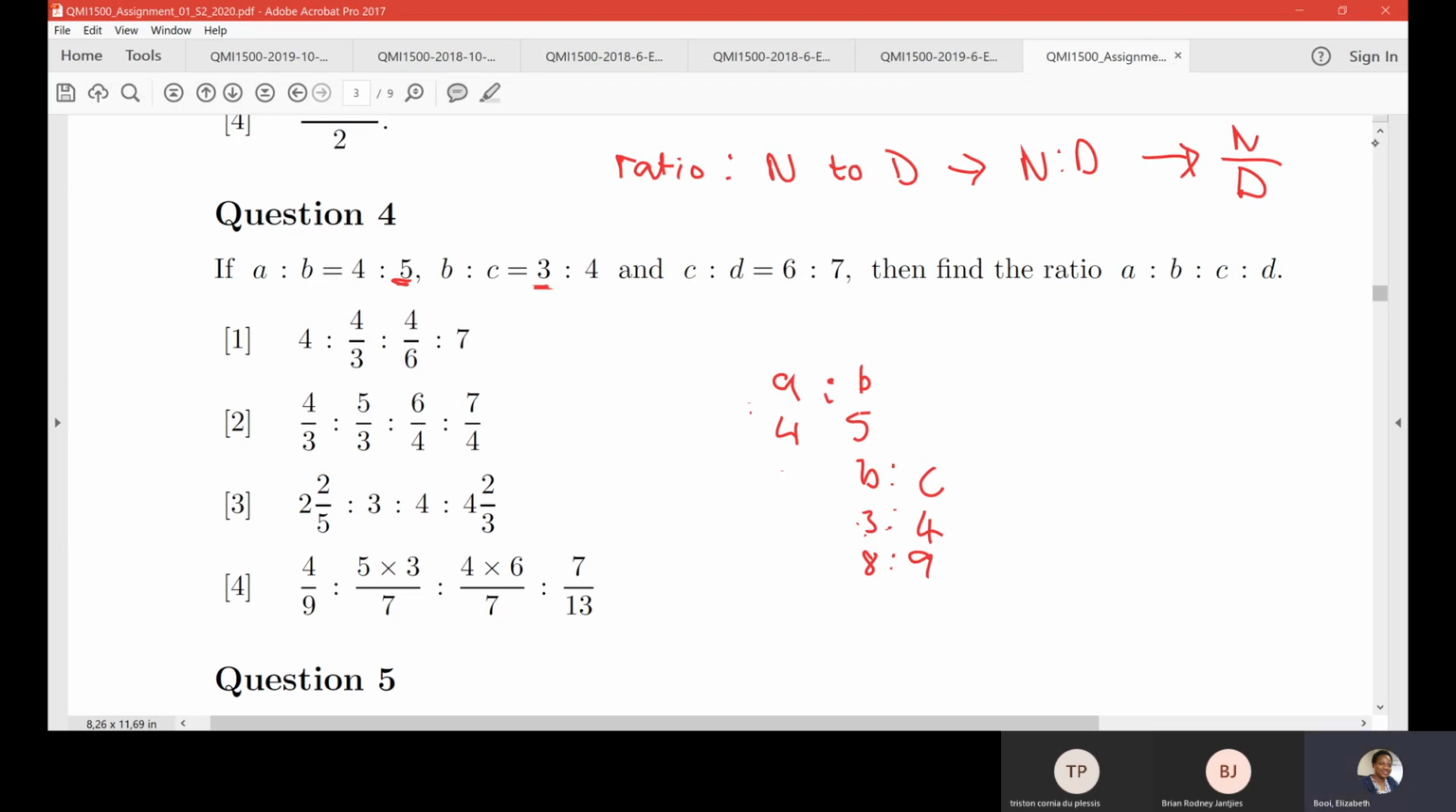And the ratio of C to D is 6 and 7. So therefore, if this was 3, then this will be 9. No, that's 4. This will be 11, 12, 10 to 11.